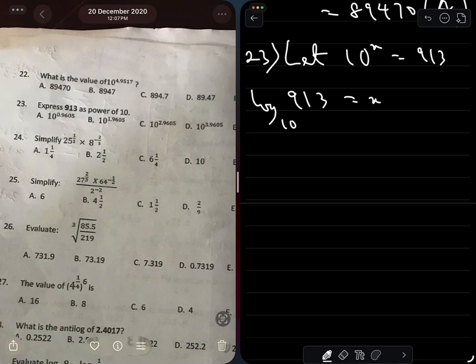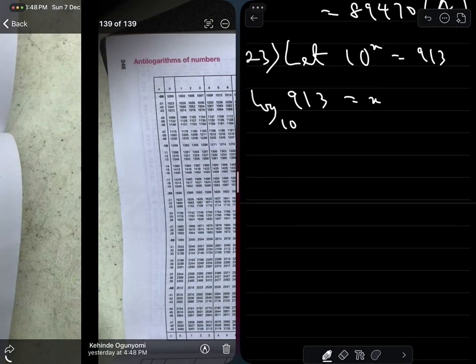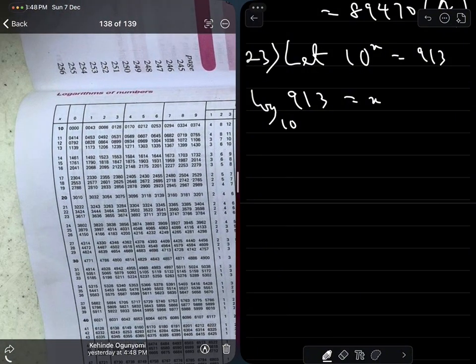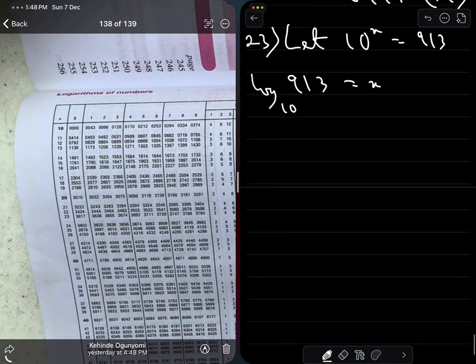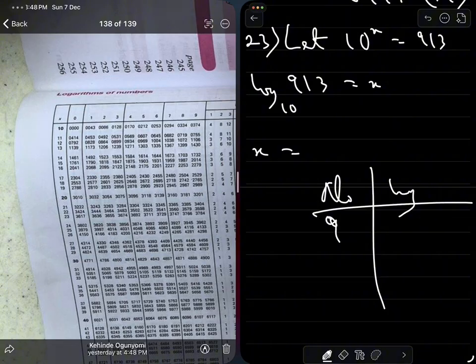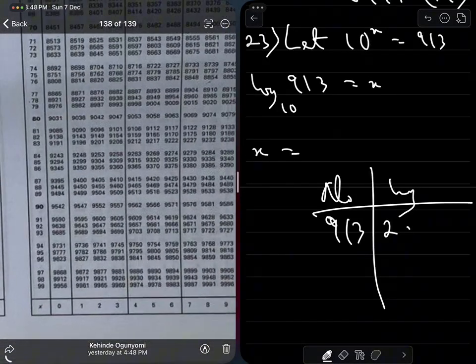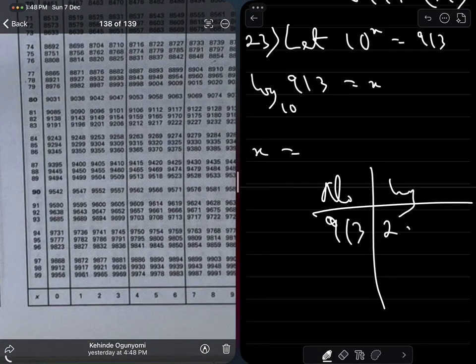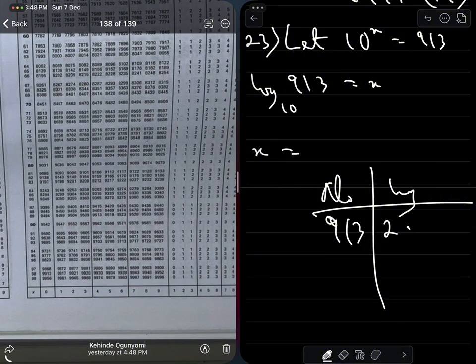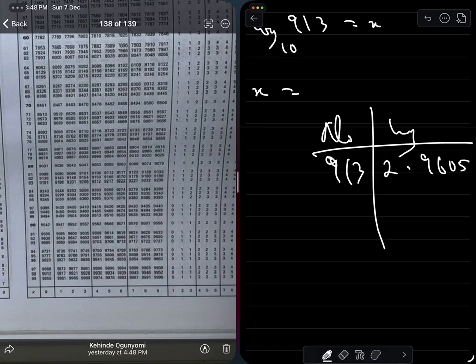So let's go to the table. Log 913. What's going to be the characteristic? The characteristic of 913 is 2. Let's check that together. Look at 91 under 3: 9605. Have you seen it? Yes. So that's 2.9605, and x is 2.9605.